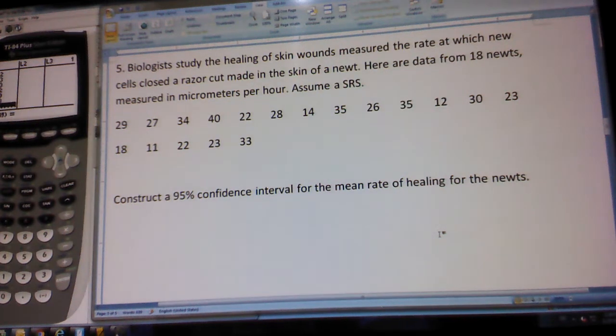Chapter 10 is all about confidence intervals. I'm going to do two of them, one on this video and one on the other one. So let's do this problem.